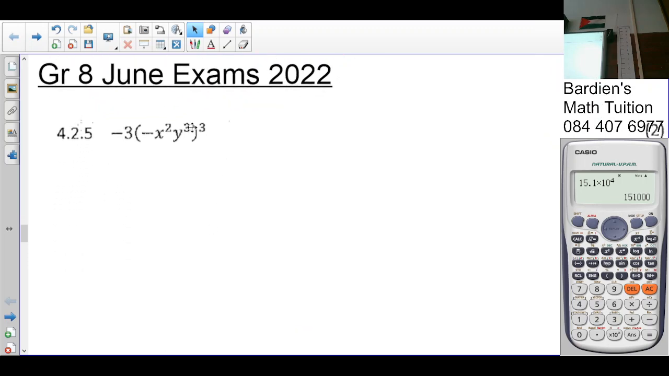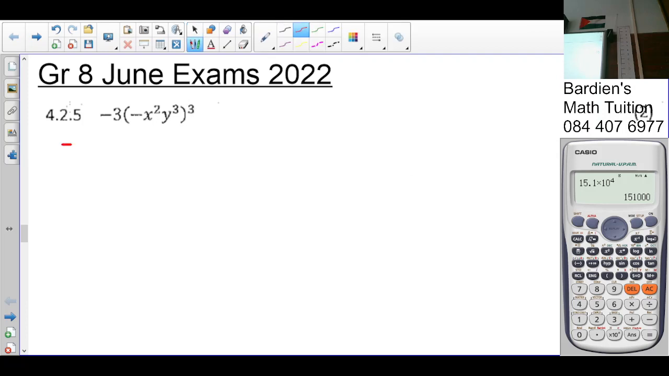The next one, we must sort out that exponent first. So it's negative 3 times. Negative to an odd exponent will always be negative. X, 2 times 3 is 6. Y, 3 times 3 is 9. Negative times negative is positive. 3x, 6y, 9.